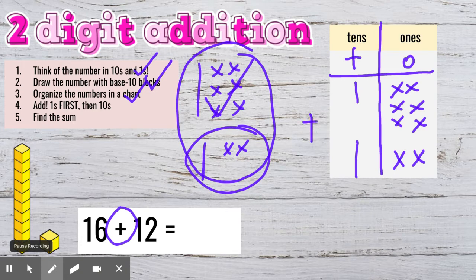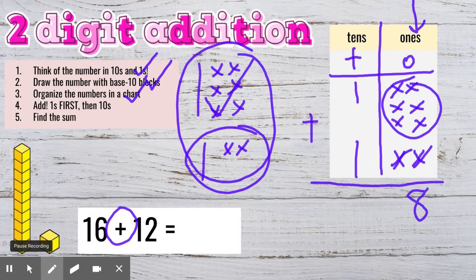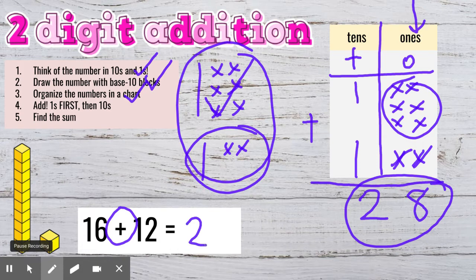So I'm going to put my addition sign and my equal sign. And then I'm going to always add my ones first. Here I had 6 and 2, 8. I'm going to add straight down. Here I had 1 ten plus another 10. So I have 2 tens and 8 ones. That number altogether is 28. So my answer, 16 plus 12, is 28. The sum of this is 28.